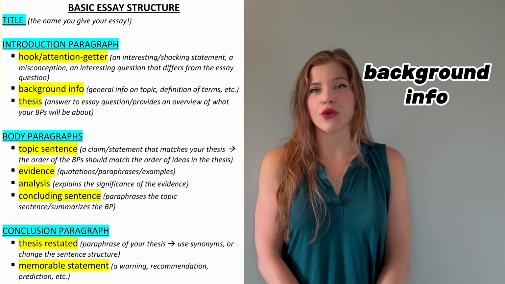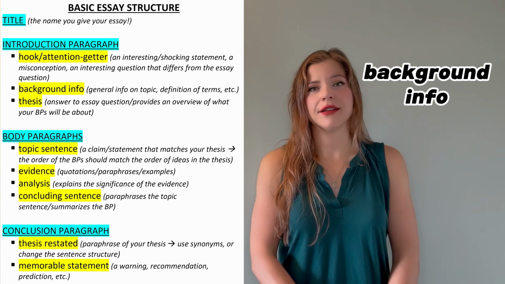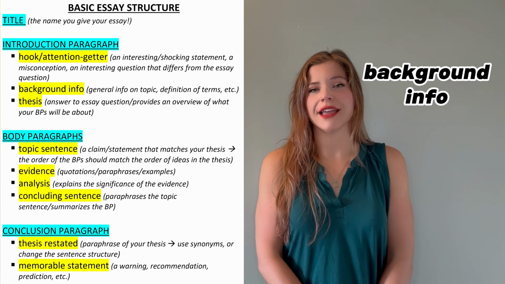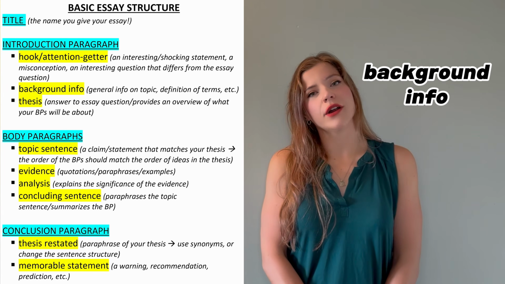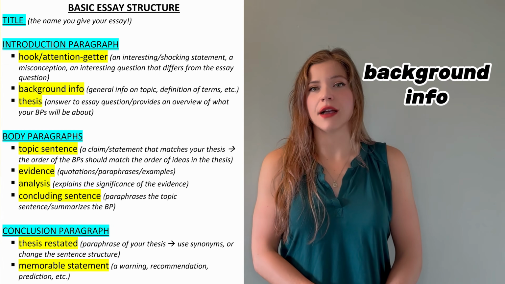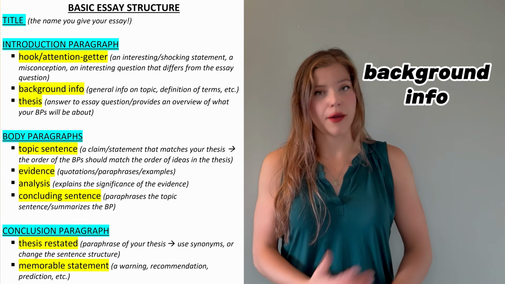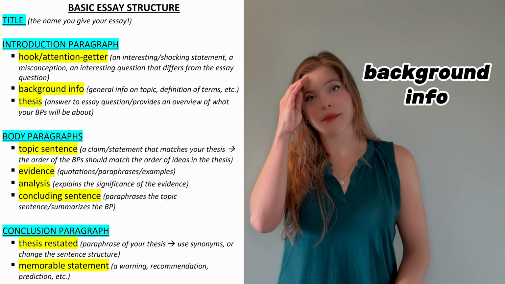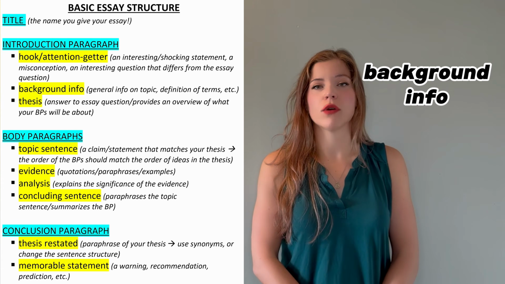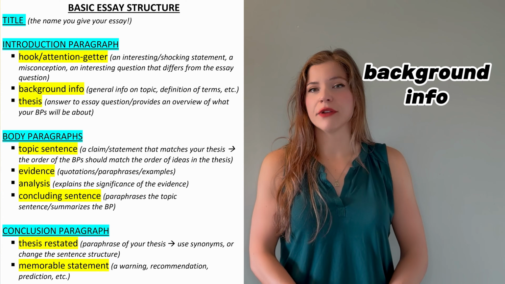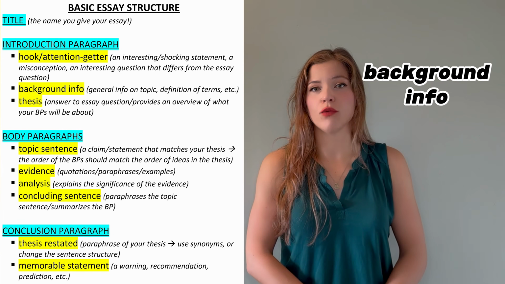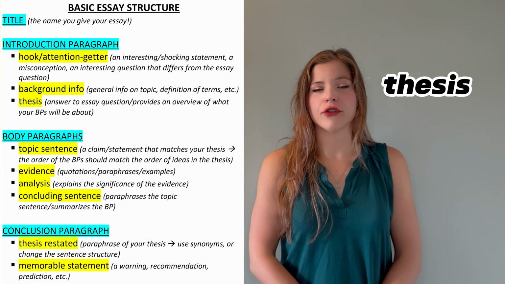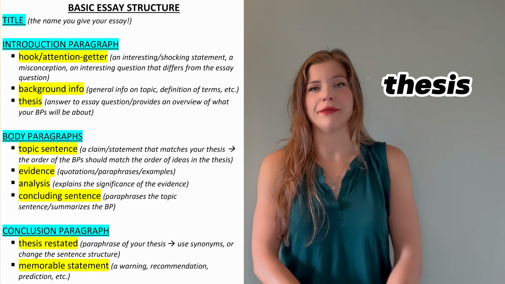After an attention getter, you're going to have something called background information. Background information is general information about a topic. It can be a definition of a term, or this is a place where you may give some historical information about the topic that you're discussing. So for example, if I'm writing an essay on global warming, in my background information, I could define what global warming is, or I could provide some information about the history of global warming and why people are caring about this topic. After background information, you're going to have your thesis statement.